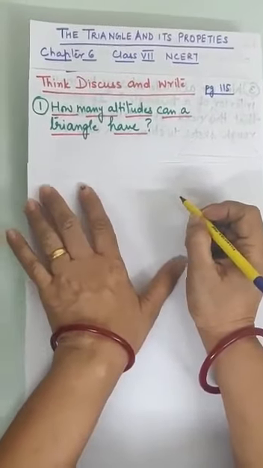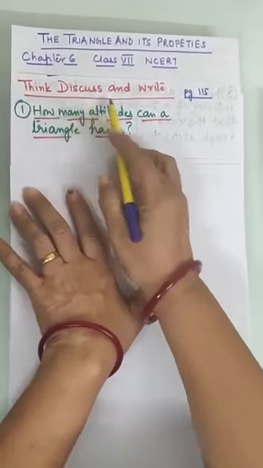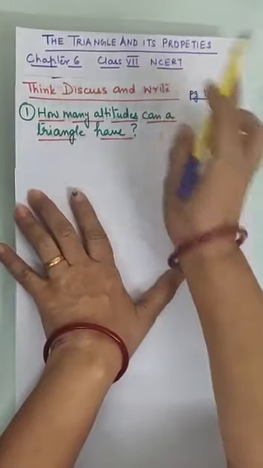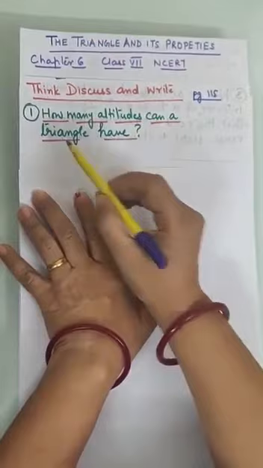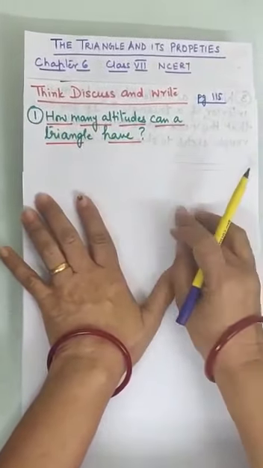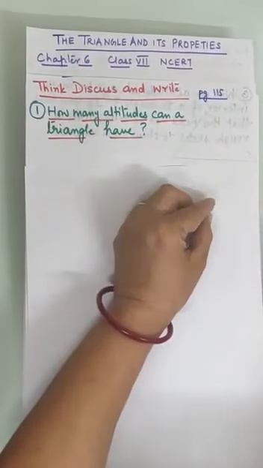Yes, children, today we shall start with Think, Discuss and Write, page 115 of the topic Triangle and its properties. Okay, let us start with question number 1. How many altitudes can a triangle have? So let us first draw the triangle and see.